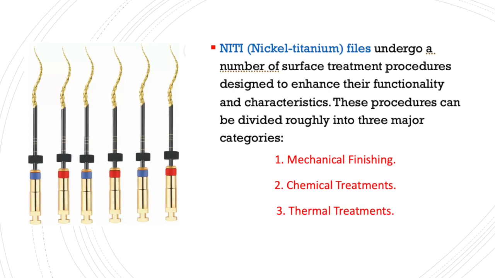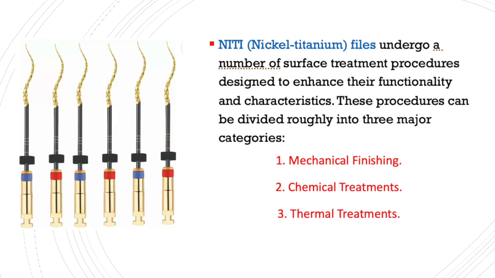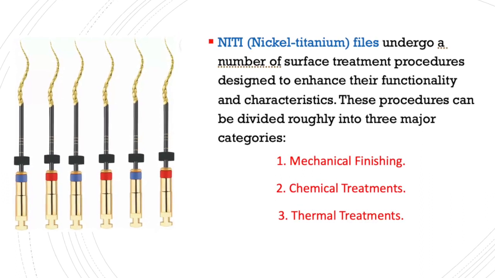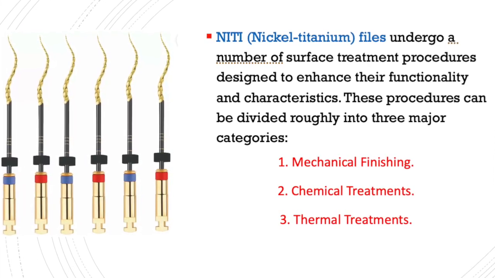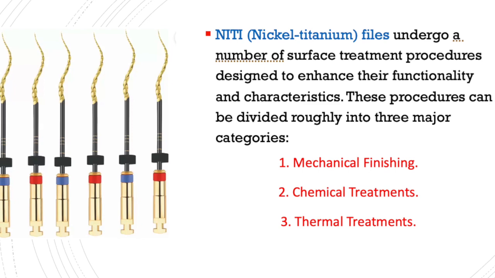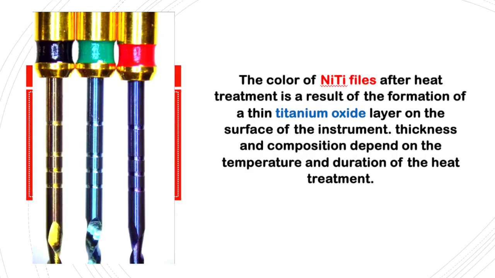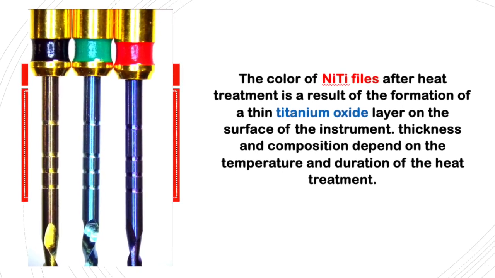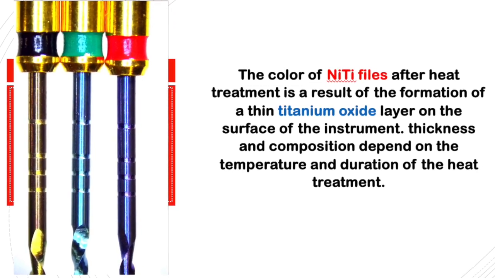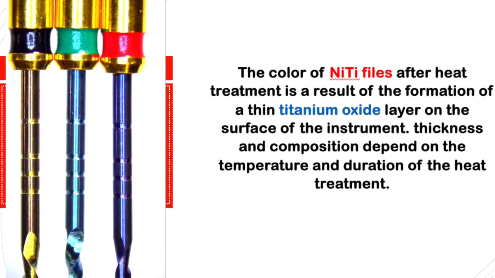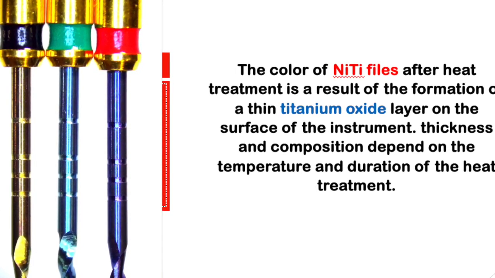The surface treatment of NiTi files involves several processes aimed at improving their properties and performance. These processes can be broadly categorized into 3 main groups: mechanical finishing, chemical treatment, and thermal treatment. The color of NiTi files after heat treatment is a result of the formation of a thin titanium oxide layer on the surface of the instrument. Thickness and composition depend on the temperature and duration of the heat treatment.